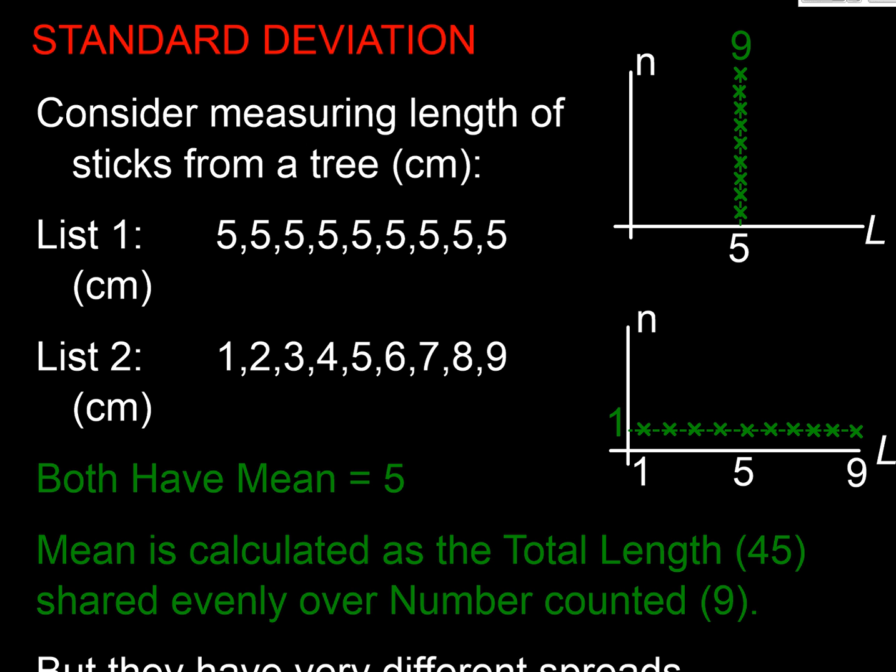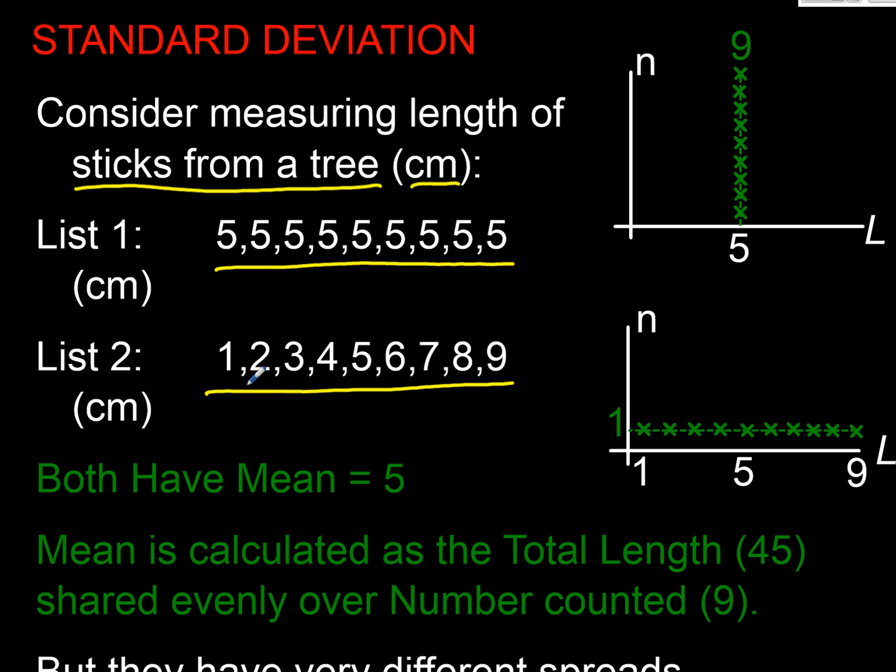Quick example: we're measuring sticks that have fallen from a tree, say many centimeters long. We've got our first list. We get 9 sticks and they're all 5 centimeters long. In our second group that we pick up, they range in length from 1 to 9 centimeters long.